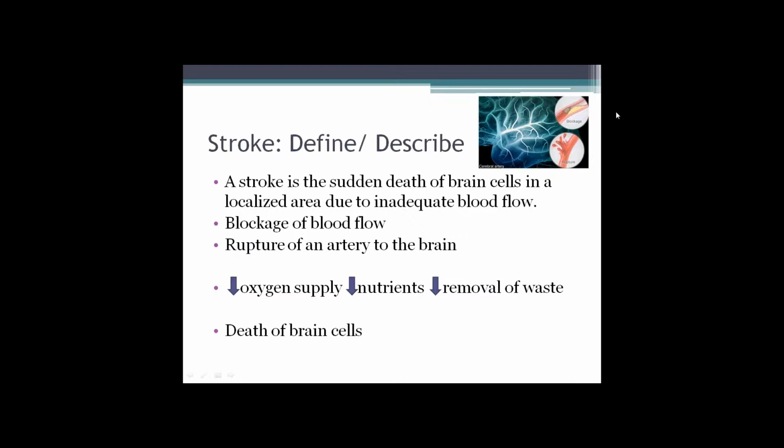So defining a stroke. This is a medical emergency that occurs when blood flow is interrupted by either a blockage or rupture. Without blood flow, there will be no oxygen supply, there will be no nutrients, and there will be no removal of waste products in the brain. This will cause brain cells to quickly begin to die.